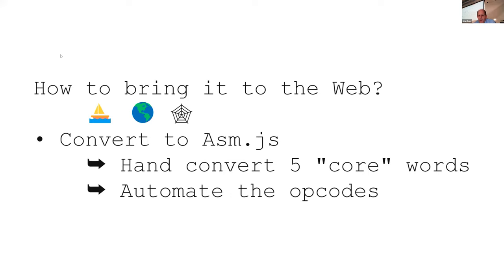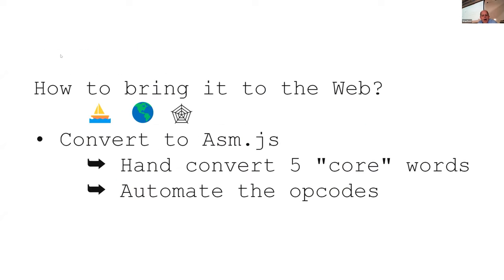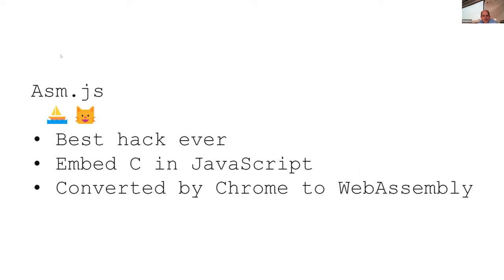I hand converted the five core words to ASM.js because they're just sort of special enough. They're only similar to what you saw with parse here. They're basically each a screenful. And then I tried to come up with a set of automation to convert the opcodes, and we'll talk about that in a sec. So ASM.js, I should talk about it for a second.